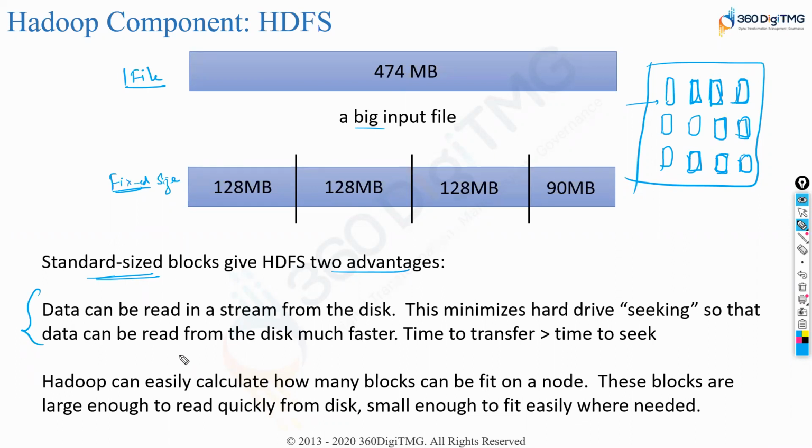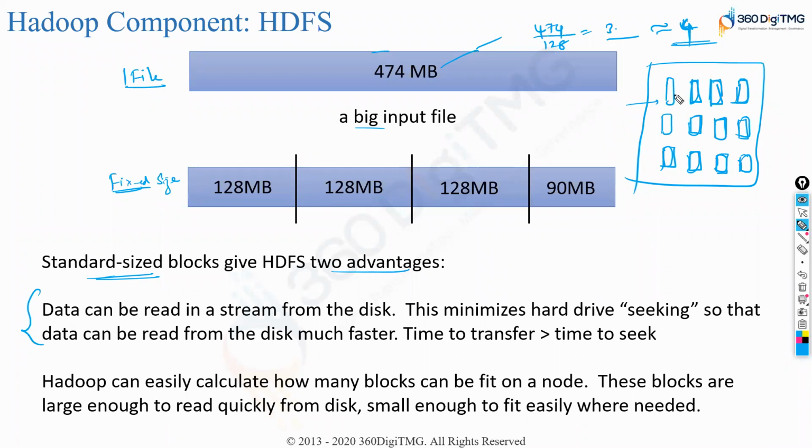The second advantage is performance. Once Hadoop decides how many blocks you have, it can easily do the calculations. It can easily understand which servers have enough space. And based on that space, it is going to allot those blocks to these servers. So if I have 474 MB, I would divide this, very easy calculations, 474 divided by 128. Simple. It gives me 3 point something, so I'll round it off to 4, the upper integer. So Hadoop will immediately know that it requires 4 different nodes to store these 4 different blocks.